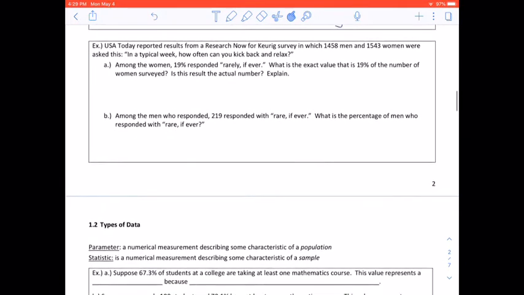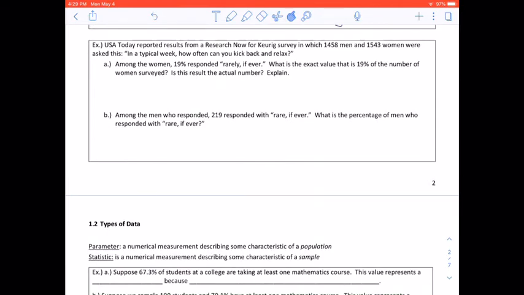The next example says the USA Today reported results on which 1,458 men and 1,543 women were asked this: in a typical week, how often can you kick back and relax? Part A says among the women, 19% responded rarely, if ever. What is the exact value of this 19% of women surveyed? Is the result the actual number? Explain. So 19% would be rewritten as 0.19. And since we're just talking about women, there is 1,543 women. Multiplying this out, we get 293.17 women, which does not make sense. So we are going to round this to just 293 women.